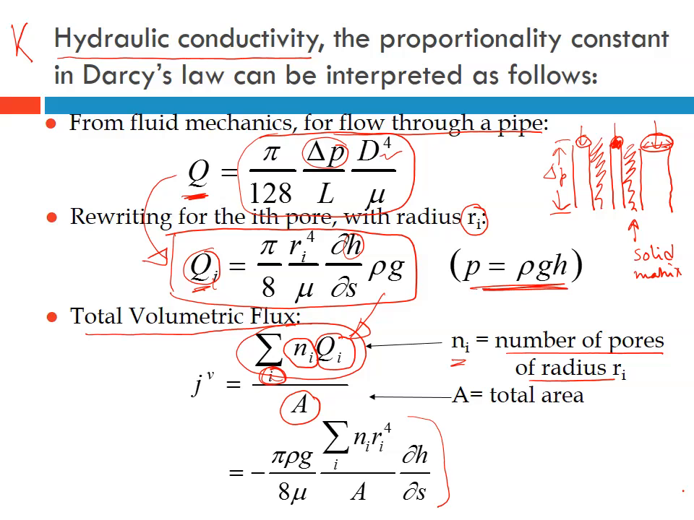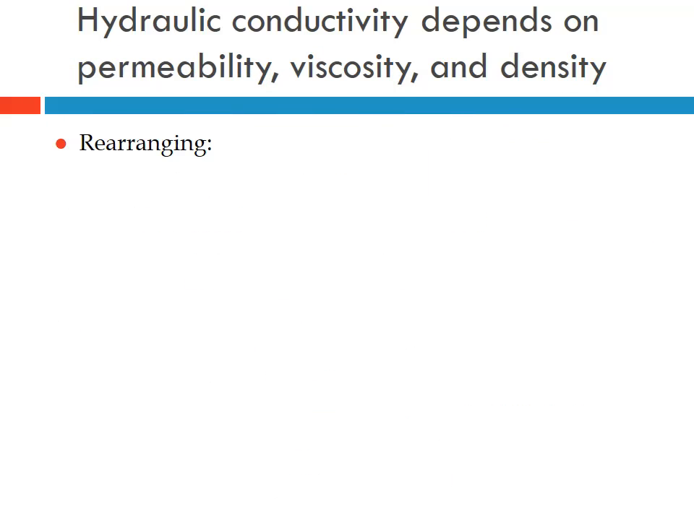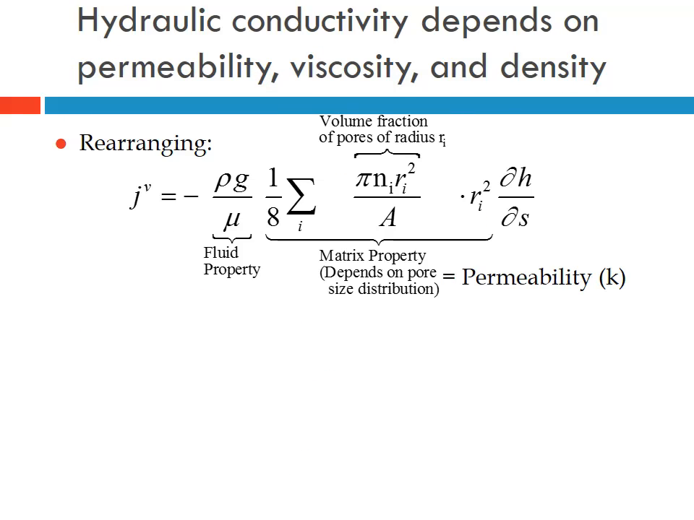So all I did is I just plugged it in. So you can see Ni Ri raised to the power 4 over area, del H del S. Del H del S is still there. The del rho g, the rho g I mean, is here. Okay. So continuing, I want to rearrange that one, and basically we are done.